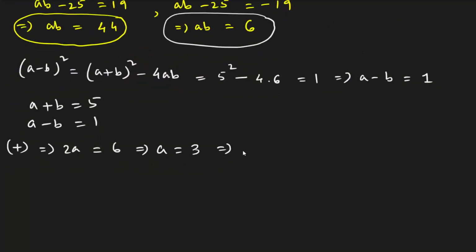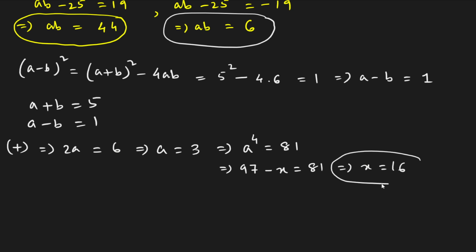So this implies a to the power 4 is equal to 3 to the power 4, which is 81. We have taken a to the power 4 as 97 minus x, which is equal to 81. So x equals how much? 16. So this is the value. If you subtract it, then you will get b.